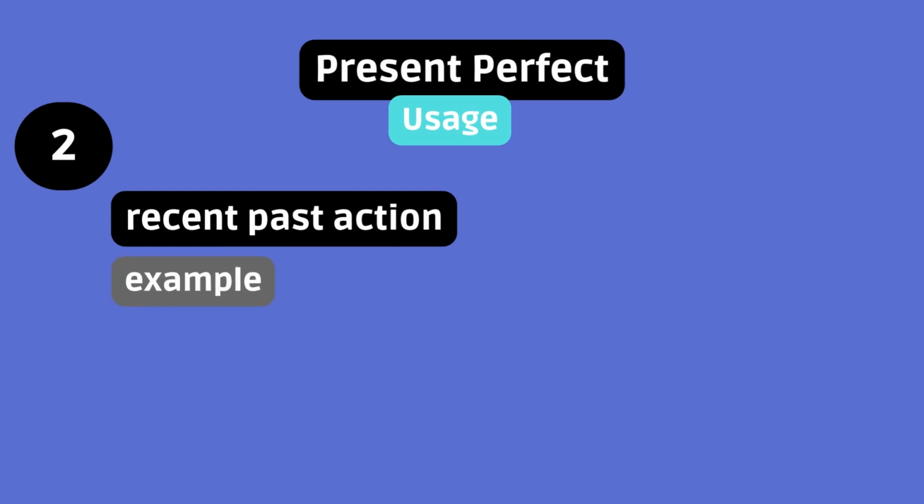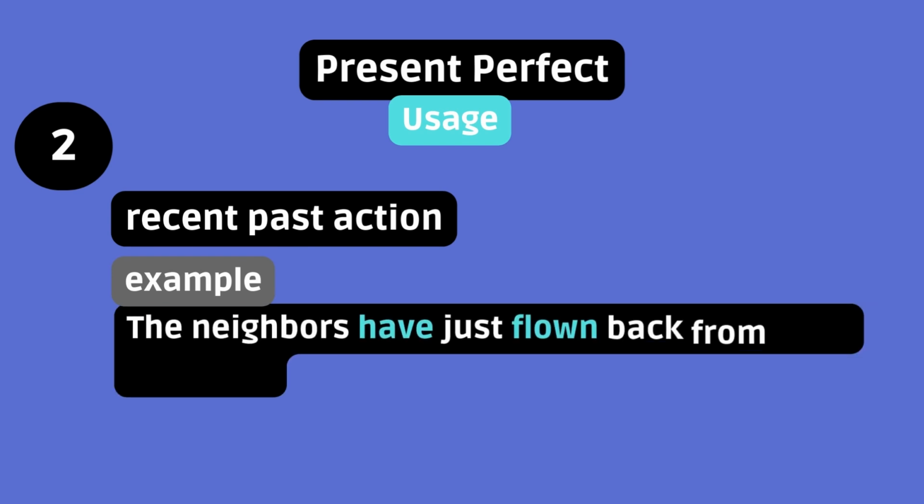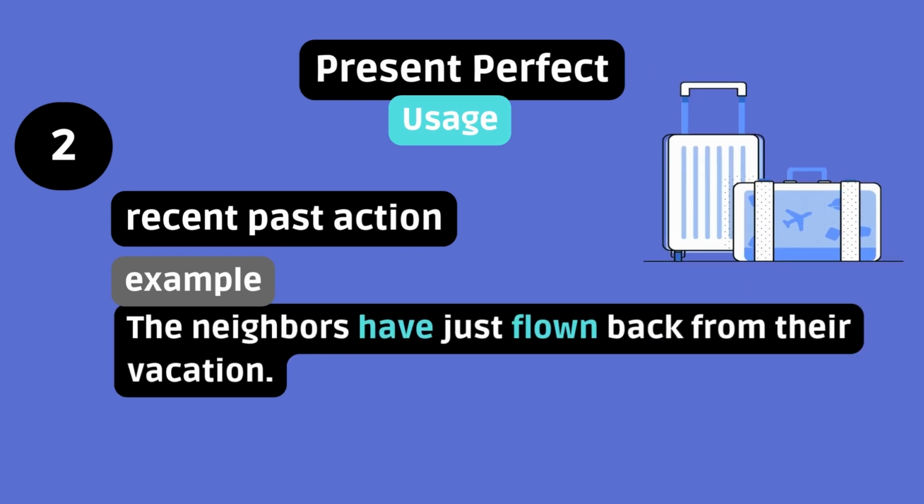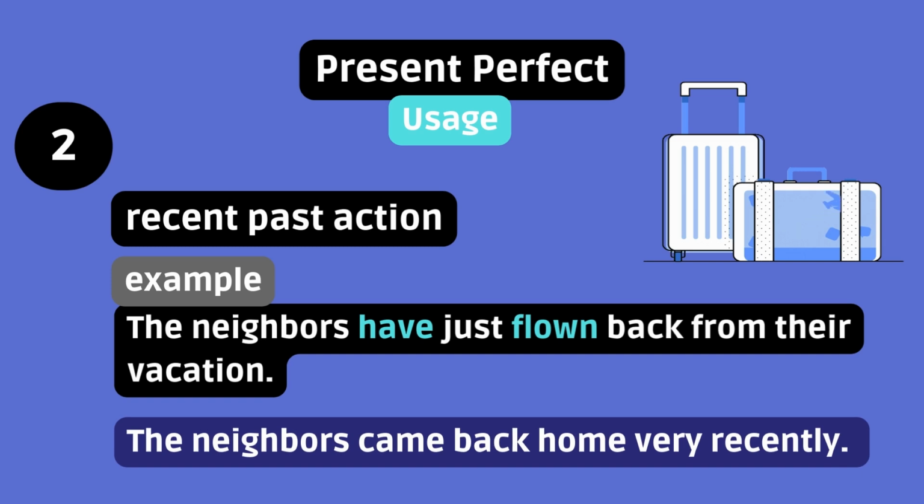Example, the neighbors have just flown back from their vacation. How recent the action was completed has an incidence on what's happening now. The neighbors came back home very recently, as we can see them bring suitcases into their house.